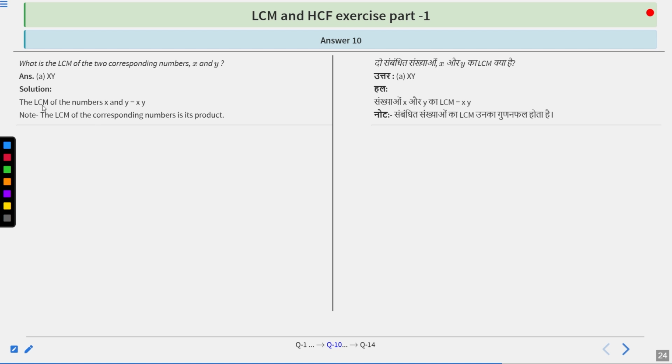Now, the LCM of two numbers x and y which are co-prime is equal to x into y, because the LCM of co-prime numbers is their product. We have to remember this thing. That means option number A, x into y, is the correct answer.